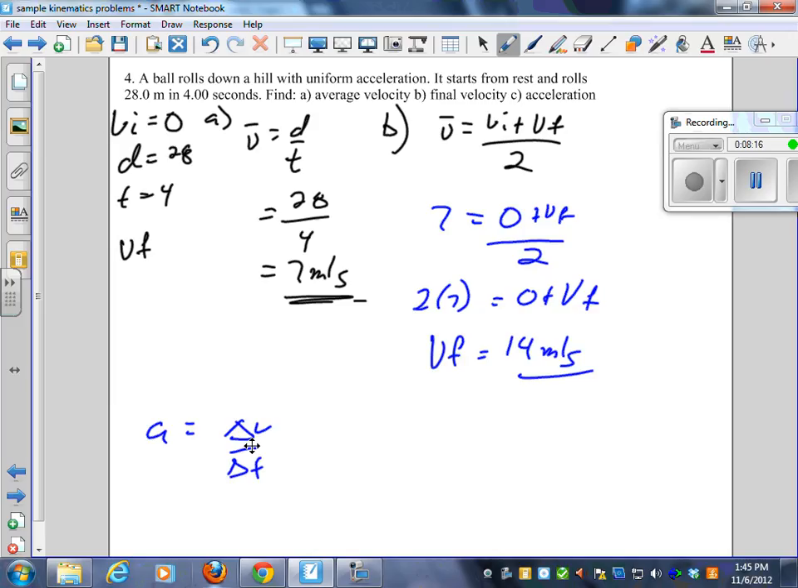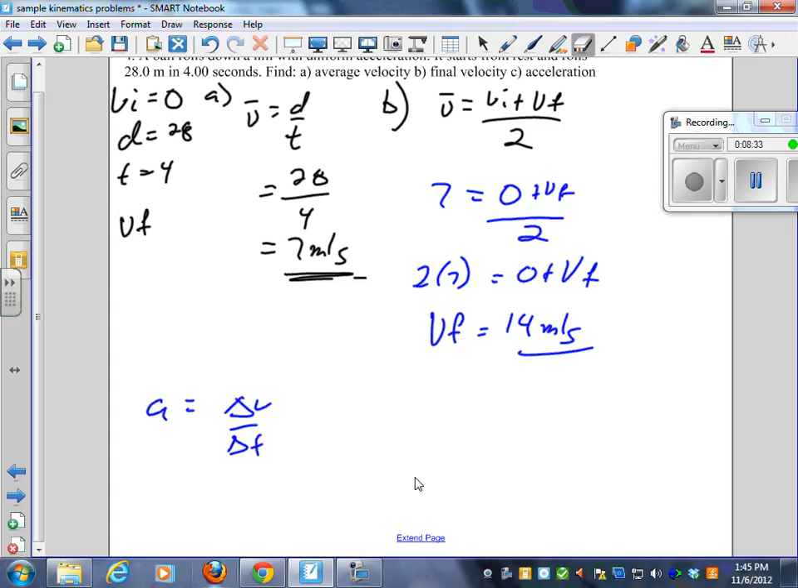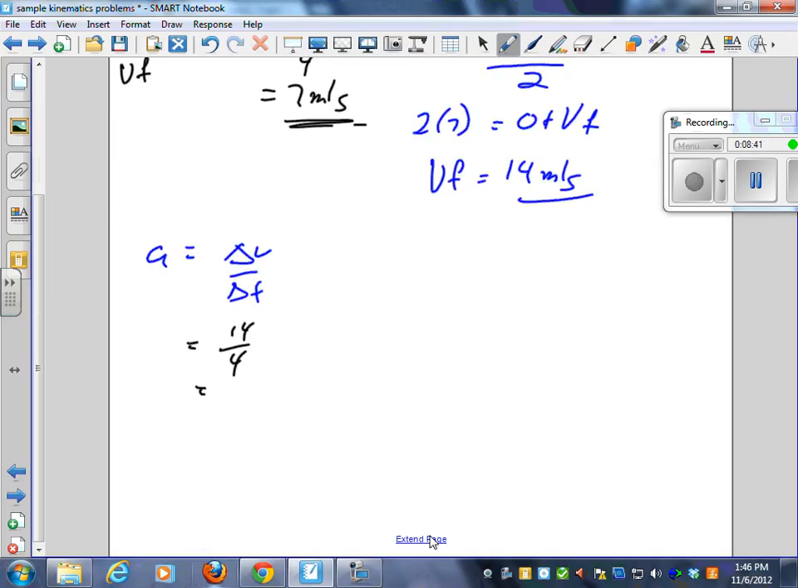Do I have my delta V? What is it? How do you know? That says VF equals 14. What's the change? Because the velocity from the initial to the final, it's 14, exactly. It went from 0 to 14, okay? So my delta V is equal to 14, divided by 4, divided by 4 is 3.5 meters per second squared.